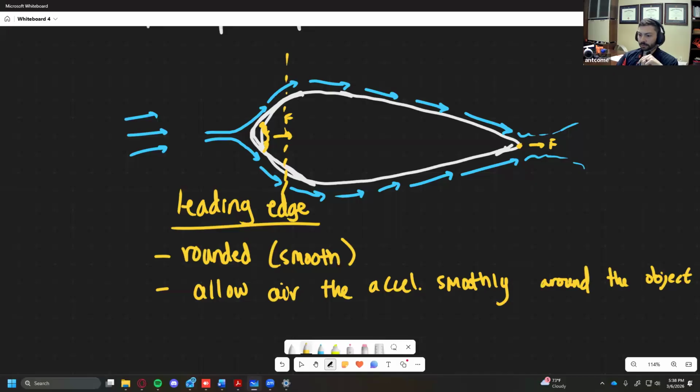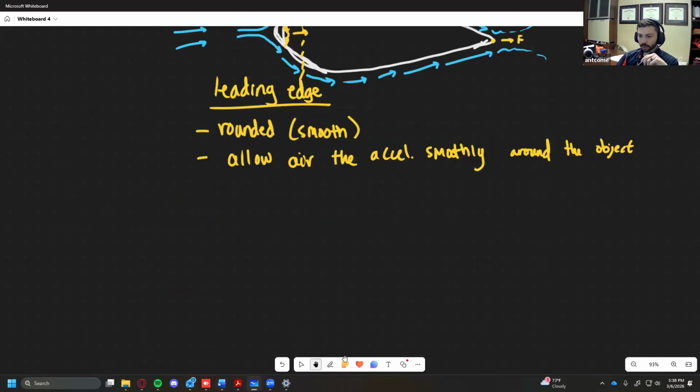So on the trailing edge, what we're hoping for here is something that is thin. So let me do the trailing edge. Oh, no, I'll draw it back here actually.